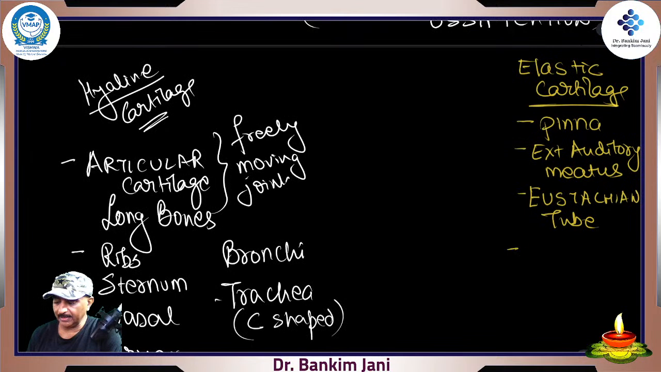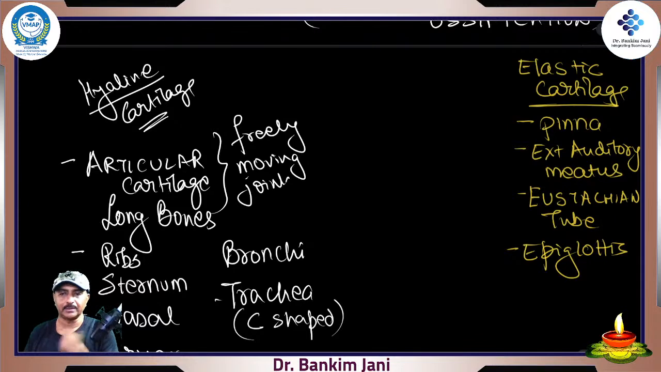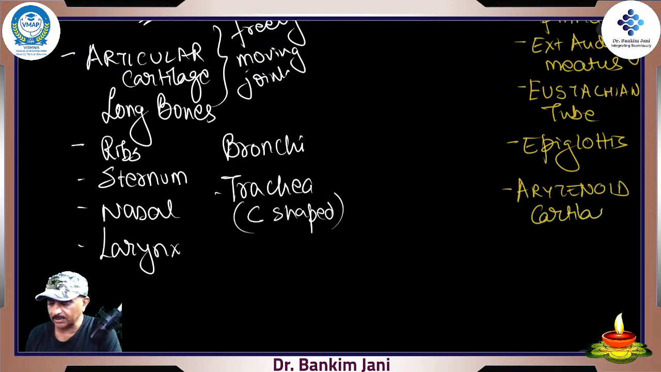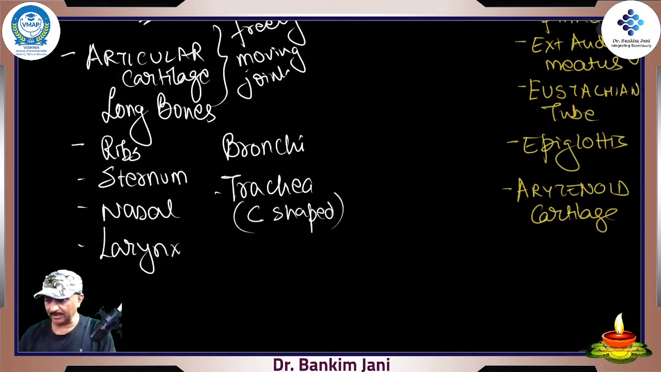Similarly, epiglottis, right? Epiglottis, inside. And then there is a very special cartilage. It is called the arytenoid cartilage. It is one of the cartilages of the vocal cords. So as such vocal cords, right? The entire larynx, the complete set, is having hyaline cartilage. But this arytenoid cartilage, which is like the heroine of the entire movie, right? This arytenoid cartilage, that is elastic.